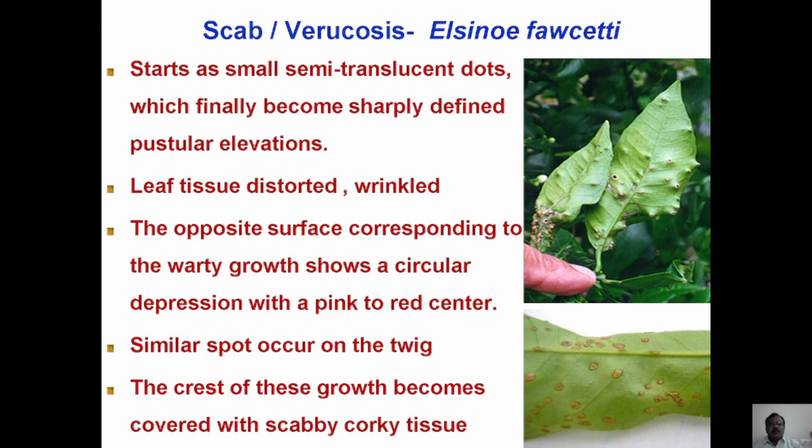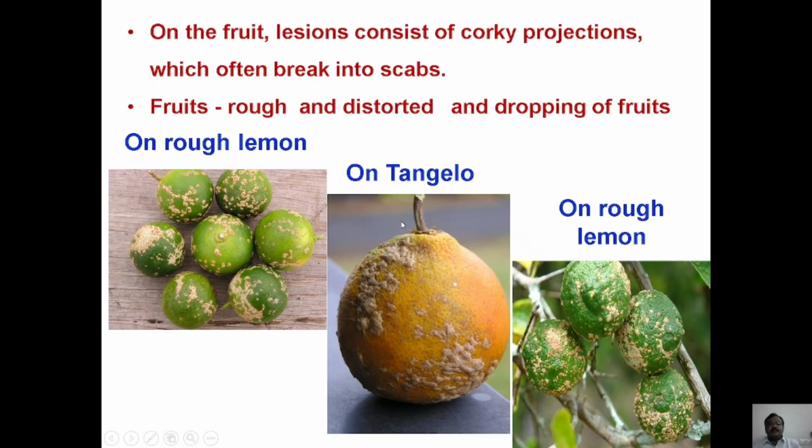It starts as small semi-translucent spots which finally become sharply defined pustular elevations, especially on the undersurface of the leaf. The affected leaf tissues become distorted and wrinkled, and the opposite surface, corresponding to the warty growth, shows circular or pinkish discoloration with a red center. Similar types of spots may also be produced on the twig. The crust of these growths becomes covered with scabby, corky tissues.